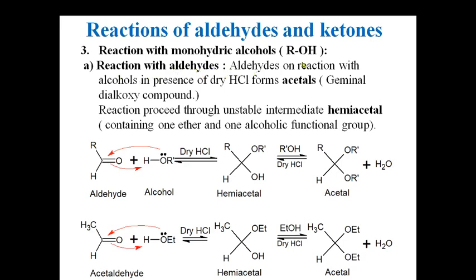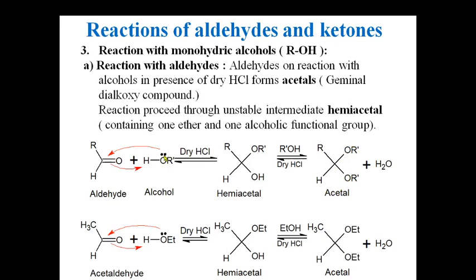So, reaction with aldehydes. Aldehydes on reaction with alcohols in presence of dry HCl form an acetal compound. Obviously, 2 moles of alcohols are required, through the intermediate hemiacetal. So what is hemiacetal? Hemiacetal is one in which carbon is attached to an alkoxy and an alcoholic group. This is the hemiacetal group. While the acetal group is nothing but the carbon which is attached to 2 alkoxy groups, or a geminal dialkoxy compound, is known as an acetal.